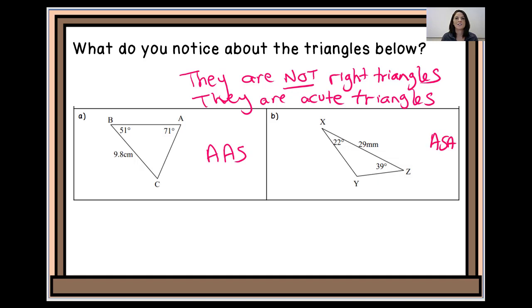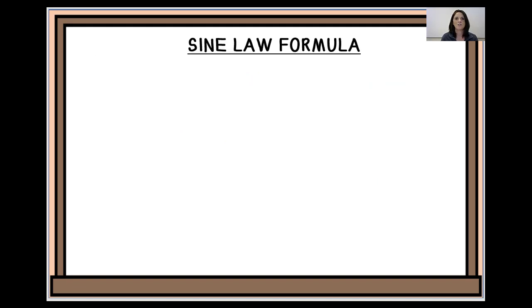Okay, next we're going to look at the sine law formula that will help us find any missing side lengths or missing angles in an acute triangle. There are two versions of the sine law formula. One version is if you are looking for side lengths, and the second version is if you are looking for angles. They're basically just the reciprocal or the flipped version of each other. Let's go ahead and take a look.